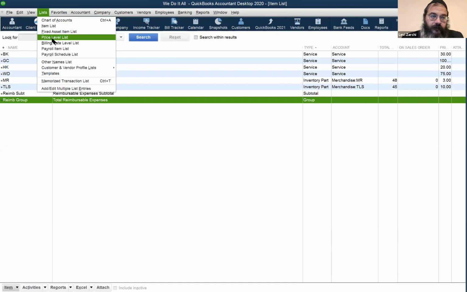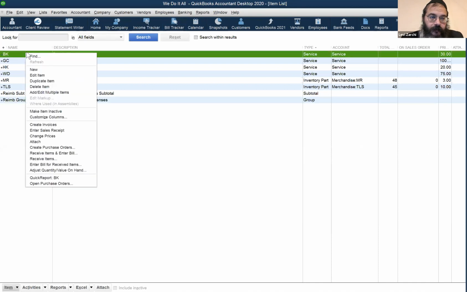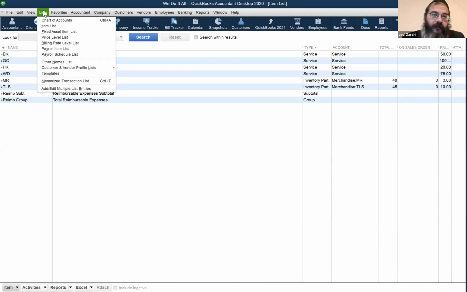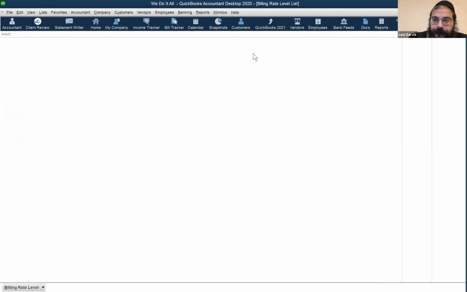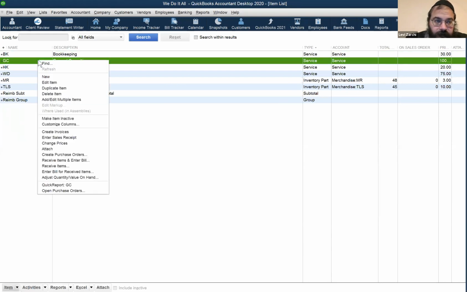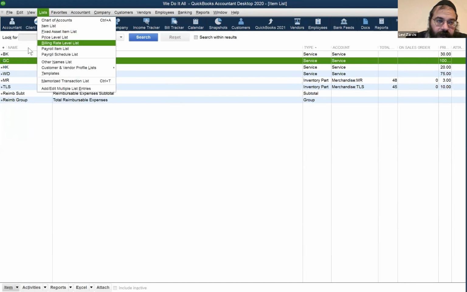We have price levels. Sometimes we have different prices for different services. Even though I have my items that have a general price of $30, $100, I might decide to make a price level list based on different customers who use us more frequently, so I could give them a discount. Right now, there's nothing here, but you should be able to edit it. Let's see here. This is lists. Price level could be on an item.